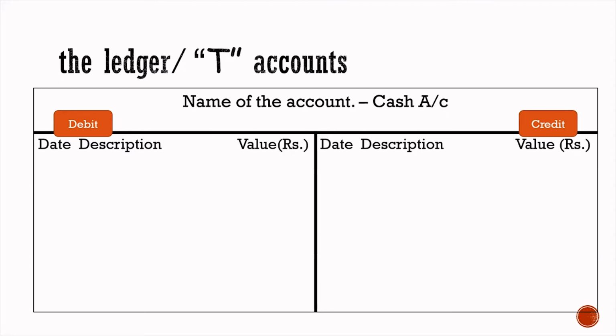Whenever there's a ledger account, we write the name of the account, for example, cash, and we put the short form of the account. On the left side, it will always be the debit, where we write the date, the description, you might have the ledger folio number, and the value. And then on the right side, it will be the date, description, value, the same thing. So always this will be the format of writing, right?